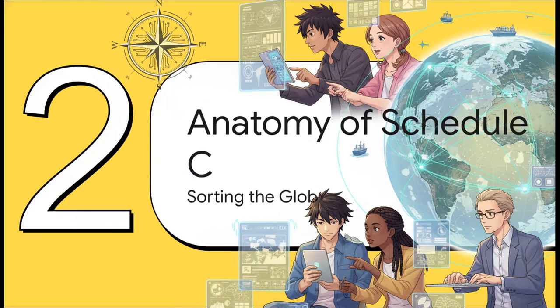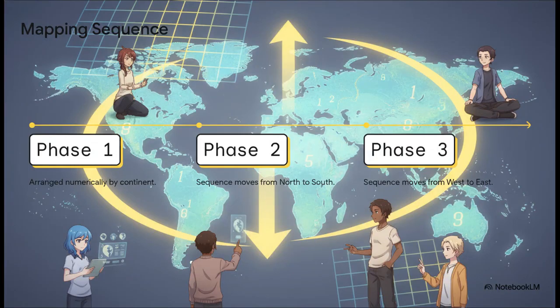Moving right along to Section 2, the anatomy of Schedule C, sorting the globe. Now, they didn't just list countries out randomly, or even alphabetically. Instead, the code assigns numbers in a very deliberate, sweeping motion. Phase 1 groups everything numerically by continent. Then, Phase 2 moves that sequence generally from north to south. And finally, Phase 3 sweeps from west to east. They essentially drop this massive digital grid right over the Earth, mapping out the globe completely logically.